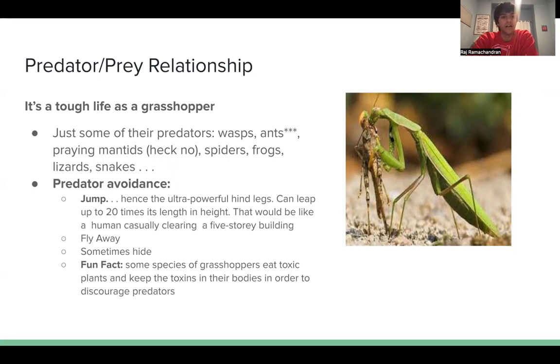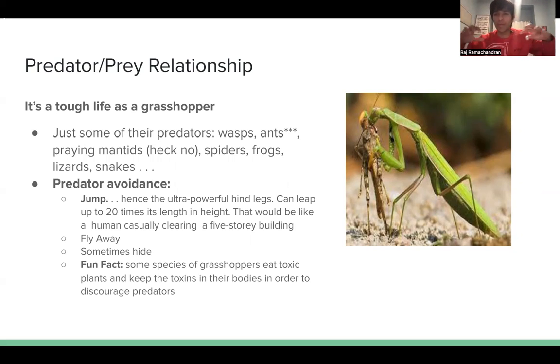This on the right is a praying mantis eating a grasshopper. Poor guy. Predator avoidance: they have several adaptations for predator avoidance. Most obvious, I think, which I didn't include on the slide here, is camouflage. Just like any insect, they're trying to blend in with their coloration. You see lots of different patterns and variations in different grasshoppers. But their most significant predator avoidance mechanism is jumping.